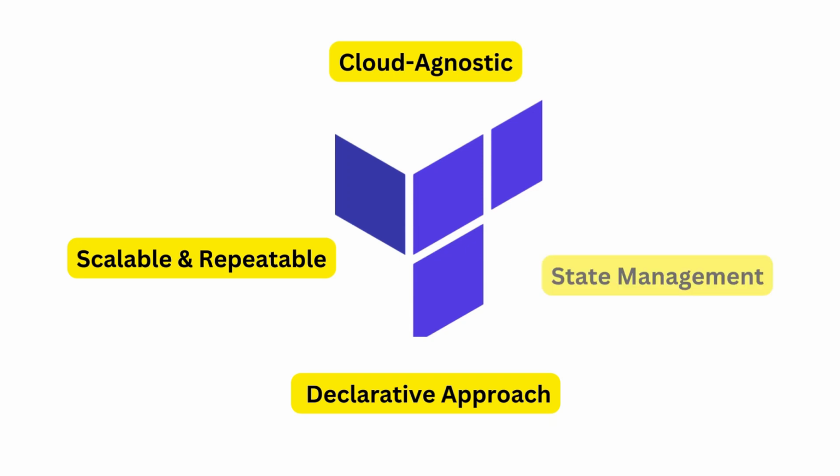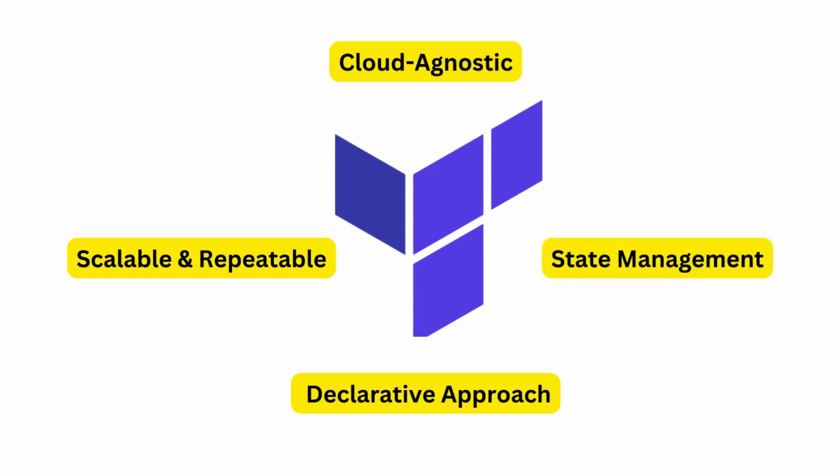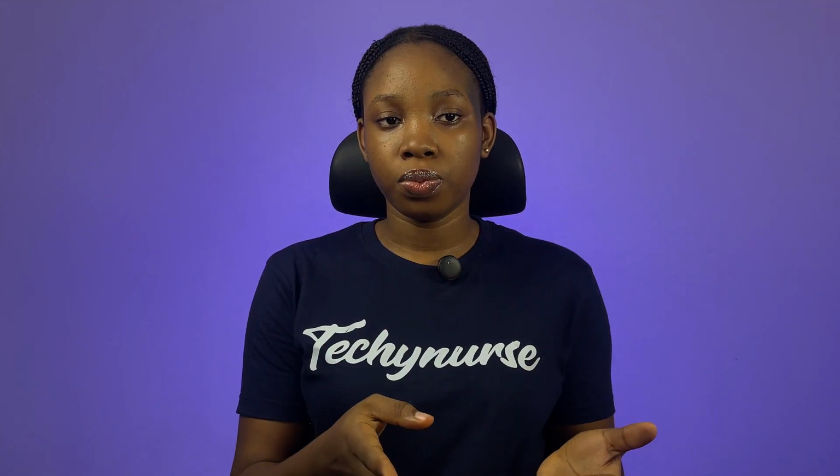Four is Terraform state management. So Terraform maintains a state file which acts as a single source of truth for your infrastructure. This means that Terraform knows exactly what is deployed and can detect and apply changes safely. Now that we understand the basics of Terraform, let's break down eight core building blocks and how they work together.